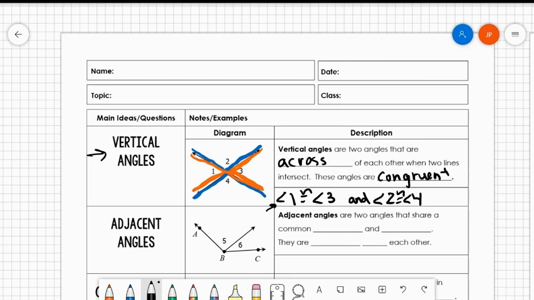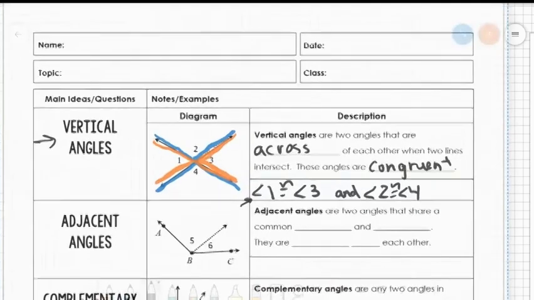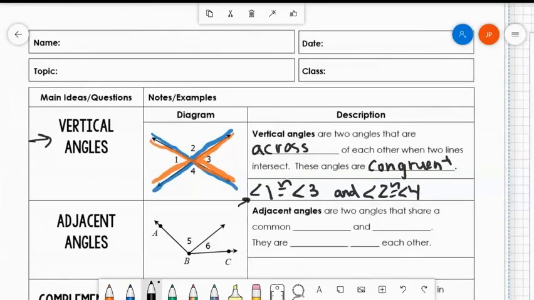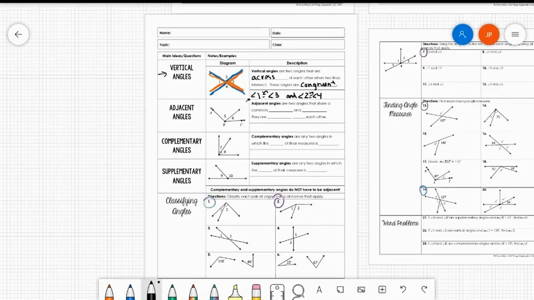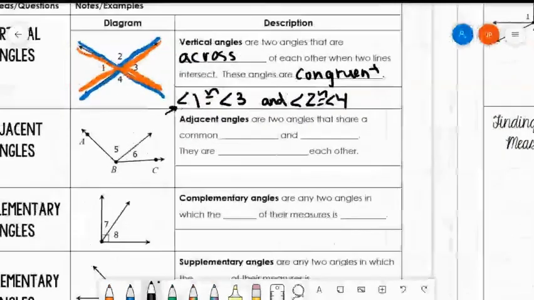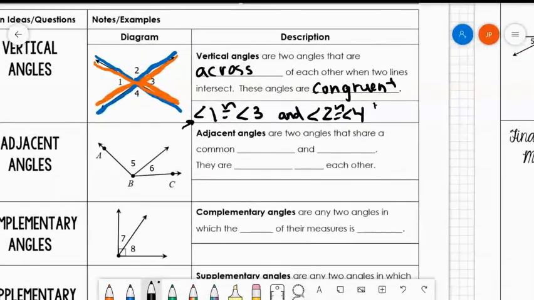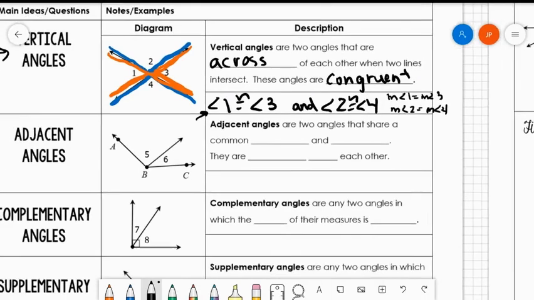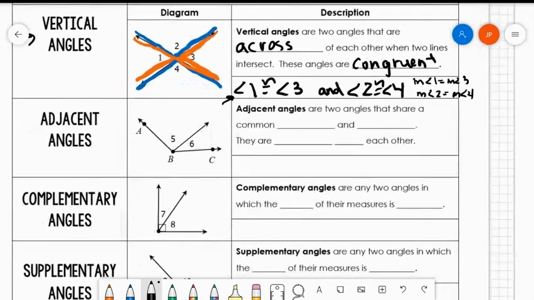But as we're solving problems, we're not really talking about the things. We're talking about the numbers. So I can say the measure of angle 1 is equal to the measure of angle 3, and the measure of angle 2 is equal to the measure of angle 4. And we'll talk about why that's important and how that actually helps us in a minute.